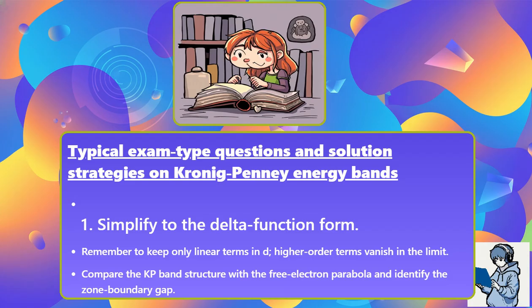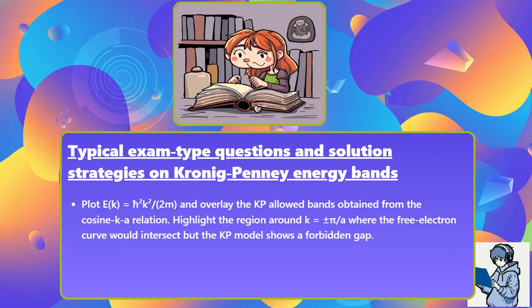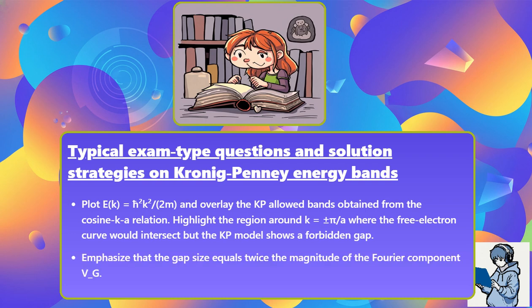Compare the KP band structure with the free electron parabola and identify the zone boundary gap. Plot E(k) equals ħ²k² over 2m and overlay the KP allowed bands obtained from the cos(ka) relation. Highlight the region around k equals plus or minus π over a, where the free electron curve would intersect, but the KP model shows a forbidden gap. Emphasize that the gap size equals twice the magnitude of the Fourier component V_g.